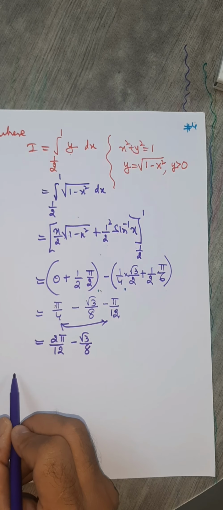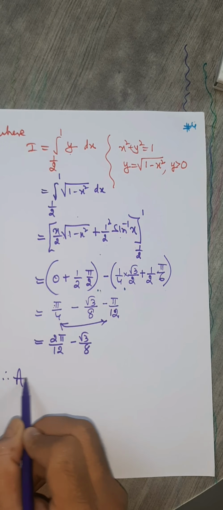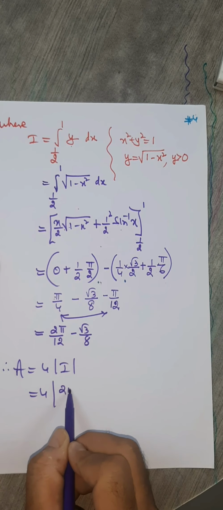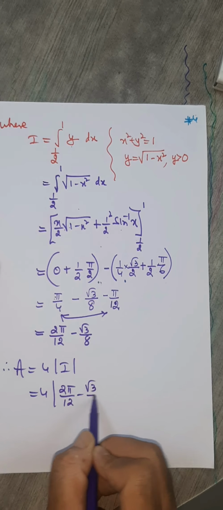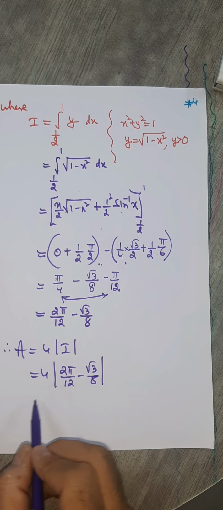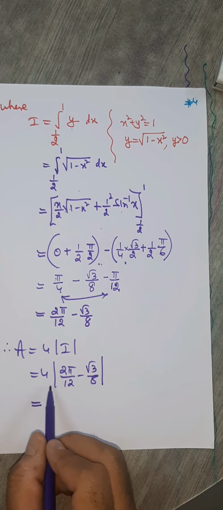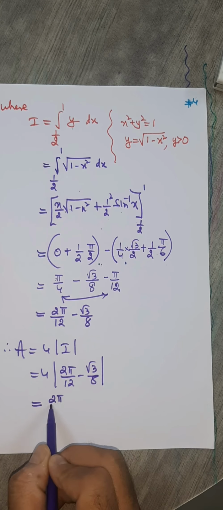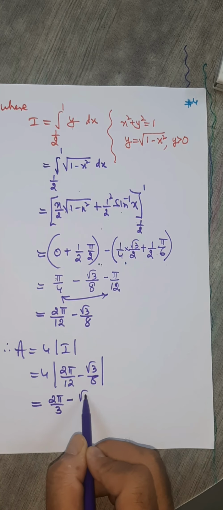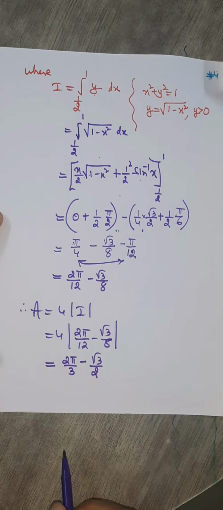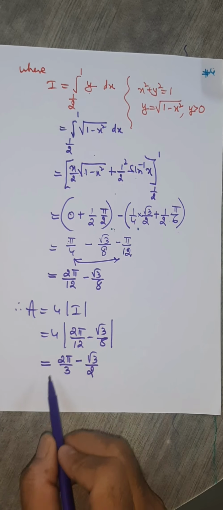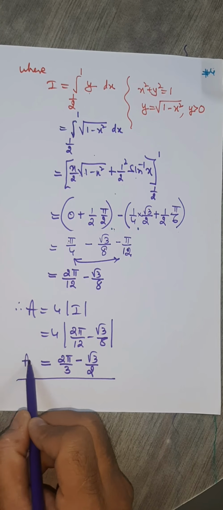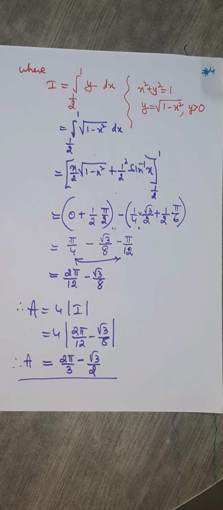We are getting this. And therefore area equals to 4 times modulus I, that is 4 times 2 pi/12 minus root 3/8. Just take 4 inside. So here what will you get? 2 pi/3 minus root 3/2. That's the required area. This is positive, remember, you can verify. This is positive, so I drop the modulus, area of the required region. I hope this is clear to you now.